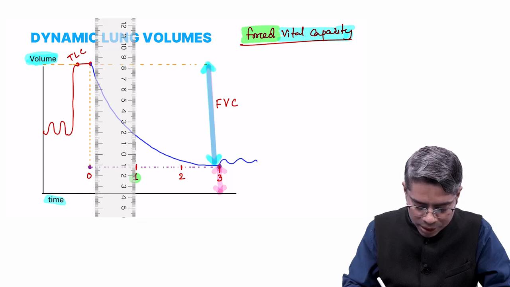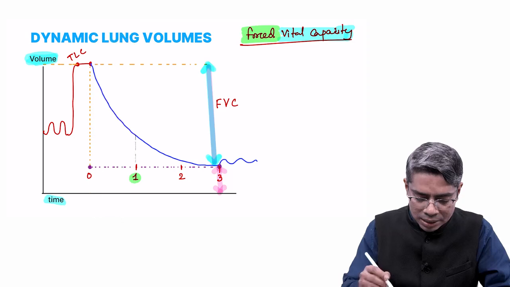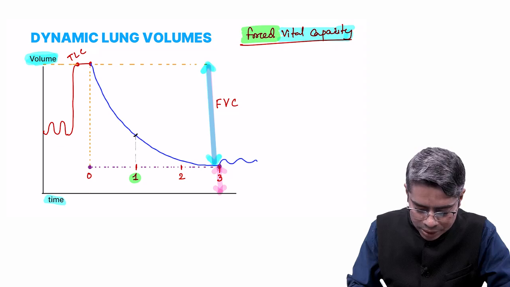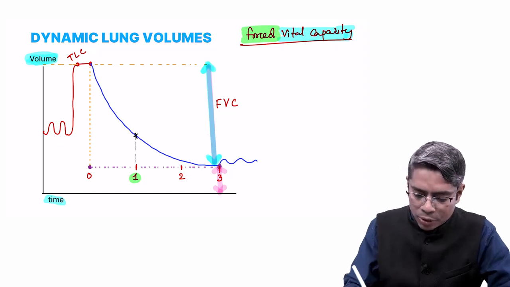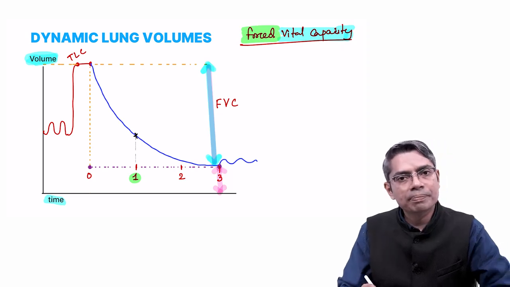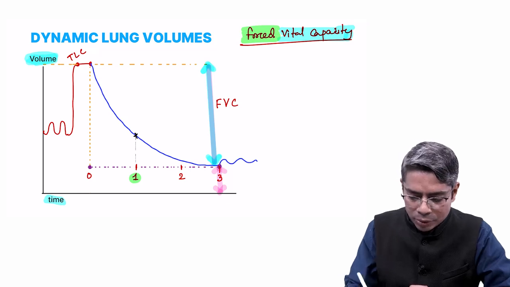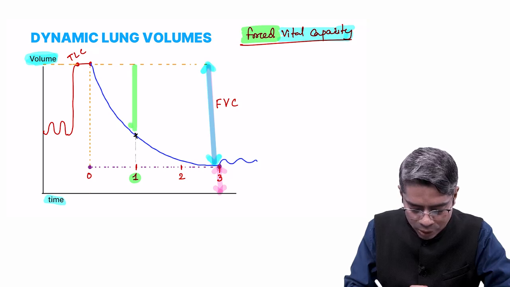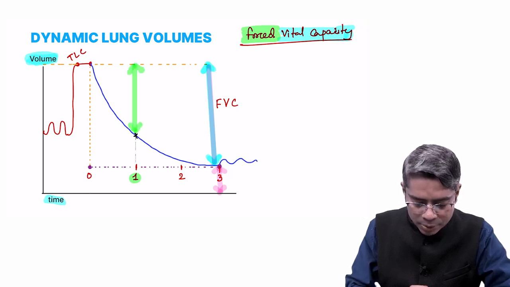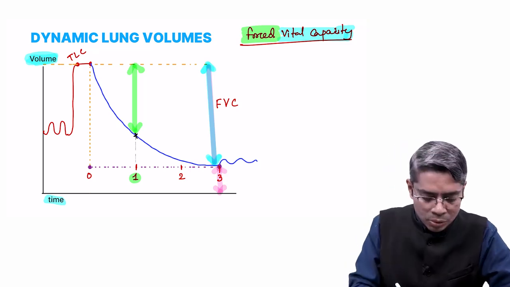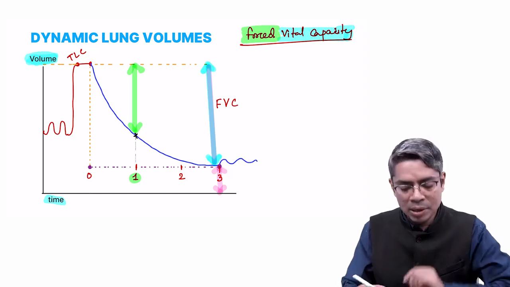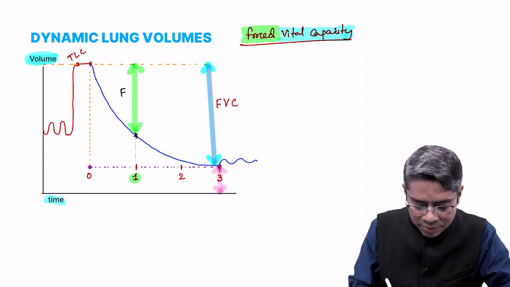This is the perpendicular which is cutting this blue color curve. So this is the cutting point. From the beginning point of the maneuver up to this cutting point, I have to measure the volume. Means I am going to measure the volume from the beginning up to this 1 second point. If I measure this volume, then this will be known as the volume expired by the subject within 1 second. This is known as FEV1.